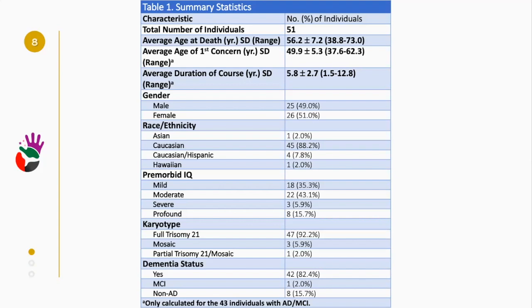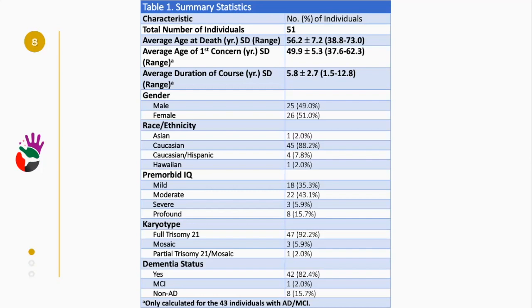Another thing to point out is we actually had a pretty even number of males and females, which helped. Most of our participants were Caucasian, with very few in other races or ethnicities. In terms of premorbid levels of intellectual disability, most people were in the mild to moderate range as opposed to the severe to profound range. So that was definitely something that might have affected our results.